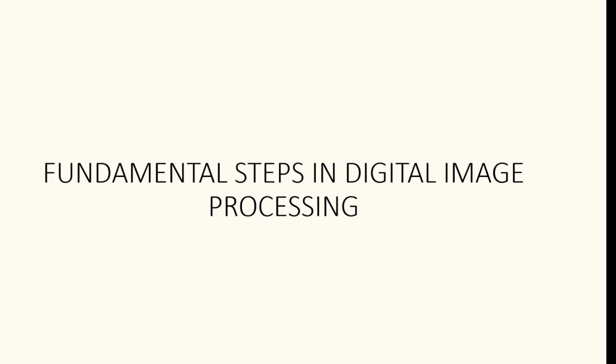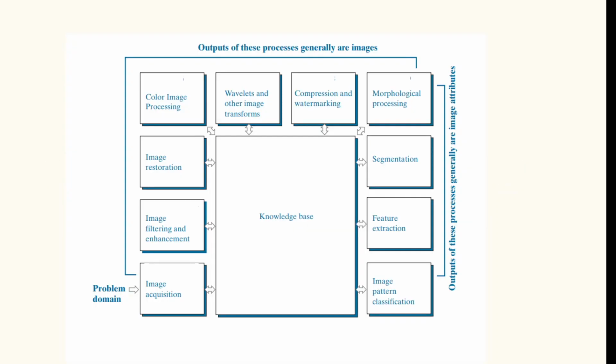In this session, let us look into the fundamental steps in digital image processing. This chart here illustrates the fundamental steps in image processing. This can be classified as two parts. The first part, where methods whose inputs and outputs are images. And the second one, whose inputs may be images, but outputs are attributes extracted from those images.